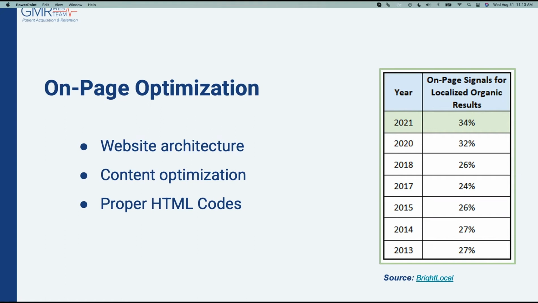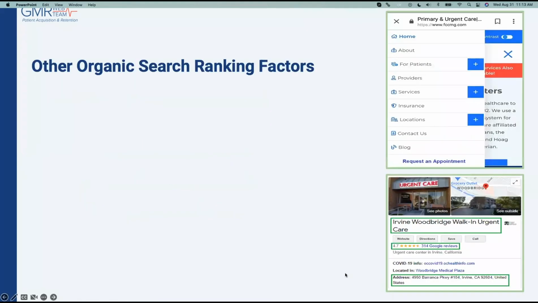So keeping that in mind, let's talk a little bit about some other organic search ranking factors. So backlinks and signals. Backlinks are essentially links from one site to another. So ideally, you'll want links from other websites that point back to your practice's website. A good example of this is your Yelp page that has a link to your website. So that's a backlink.